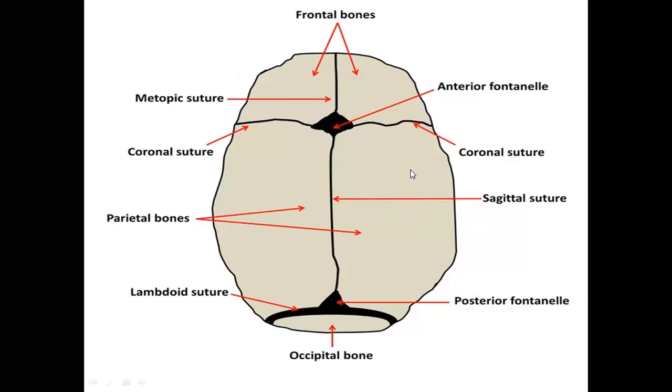So we should know a little anatomy. The names of the cranial bones are frontal, parietal, and occipital. This is the anterior fontanelle and this is the posterior fontanelle. Some of the sutures we should know: this is the metopic suture, situated between the two frontal bones, and this suture is called the coronal suture. This is sagittal and this one is lambdoid.